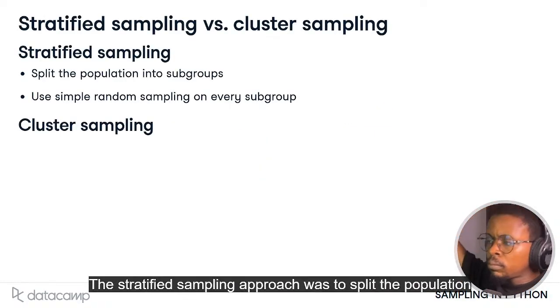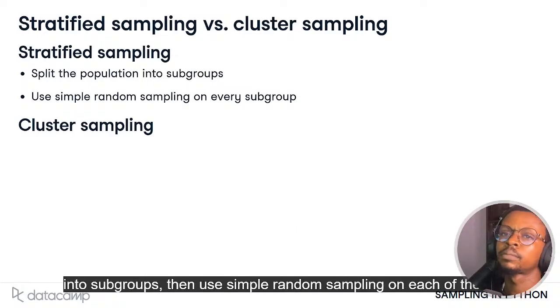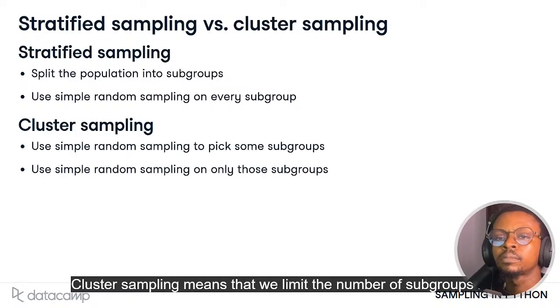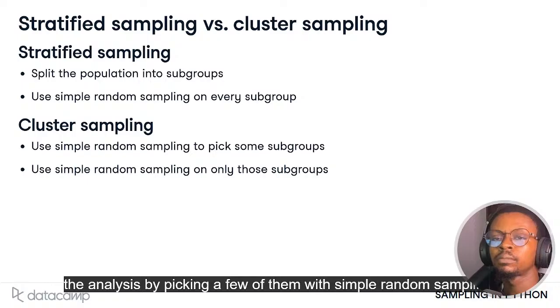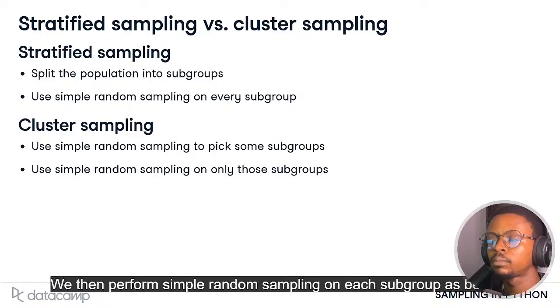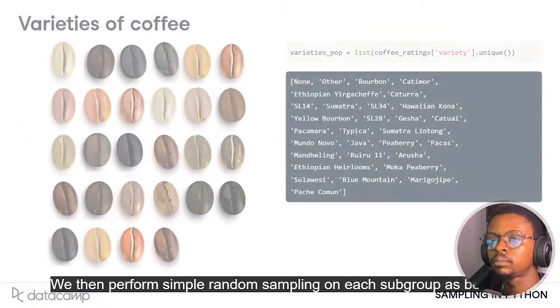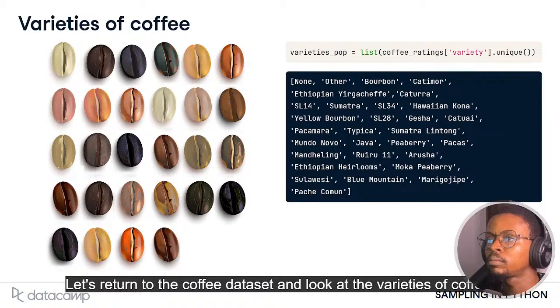The stratified sampling approach was to split the population into subgroups, then use simple random sampling on each of them. Cluster sampling means that we limit the number of subgroups in the analysis by picking a few of them with simple random sampling. We then perform simple random sampling on each subgroup as before. Let's return to the coffee dataset and look at the varieties of coffee.